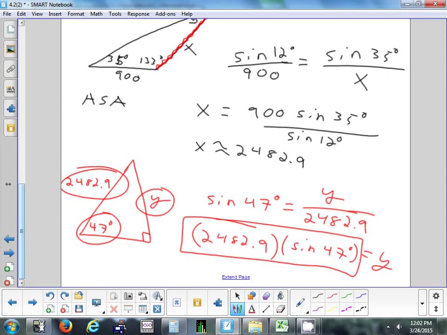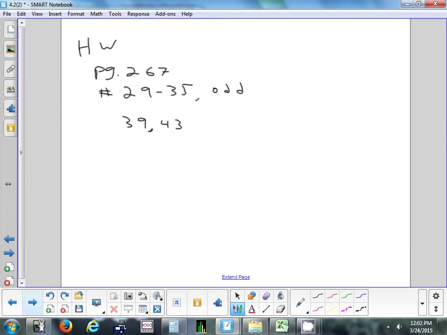Okay, so that was a tough problem because it involved a little bit of what we learned yesterday, along with right triangle trig, which we did a couple weeks ago. All right, so the homework tonight, again, not very many problems. Okay, I want you just to try 29 to 35 odd, 39 and 43. So six questions. Some of them will have no solution, so shouldn't take too long.